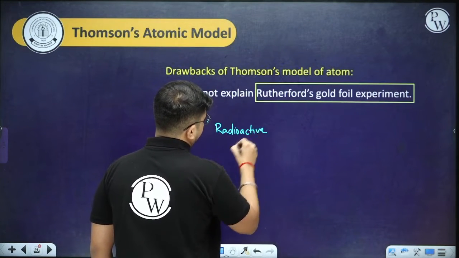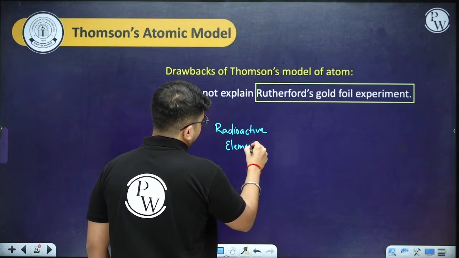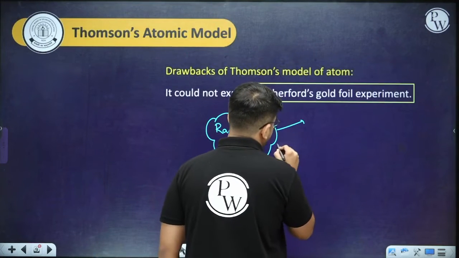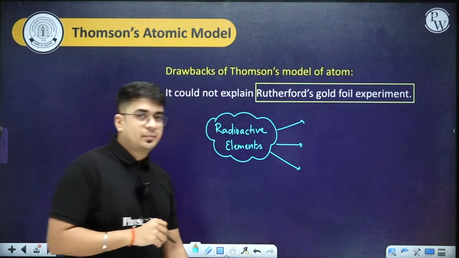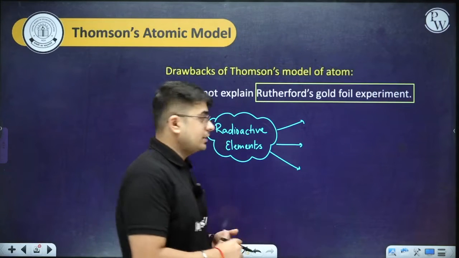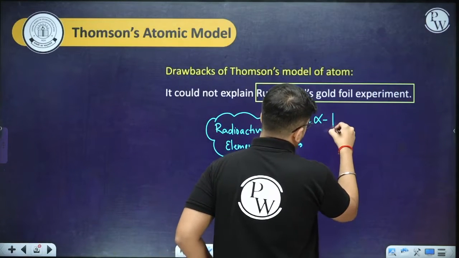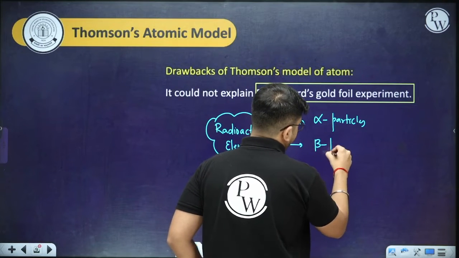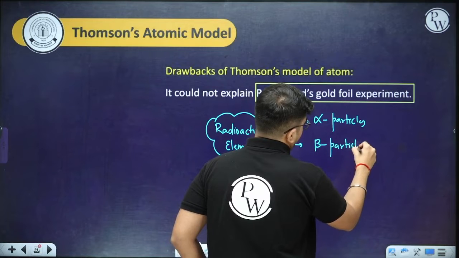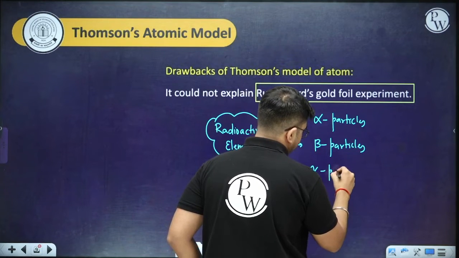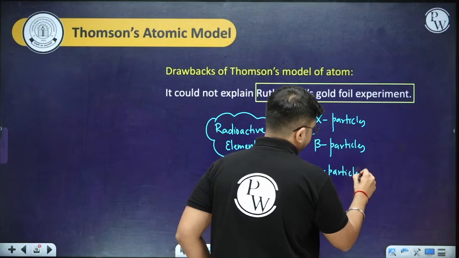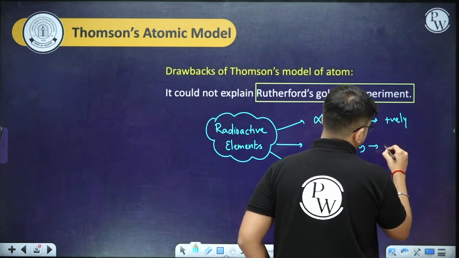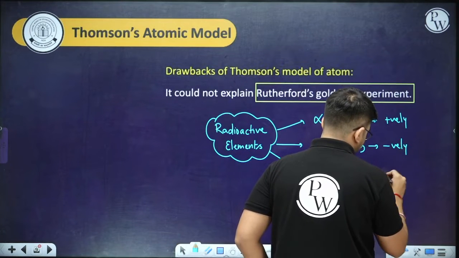And as I told you, if we are considering radioactive elements, the most important thing is that you can see three different types of radiations emitted by the radioactive elements. In that case, the first one is alpha rays or alpha particles. The next one was beta particles. And the last part is gamma particles. These were basically positively charged, negatively charged, and neutral, respectively.